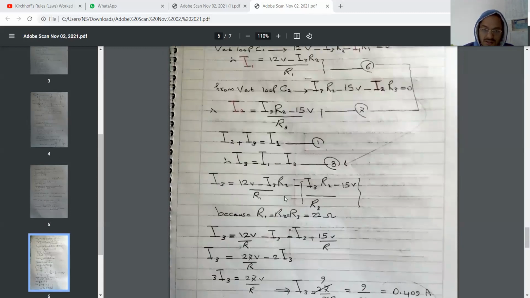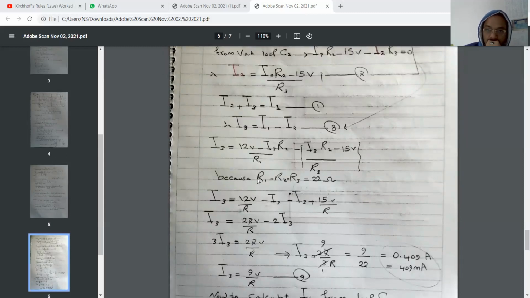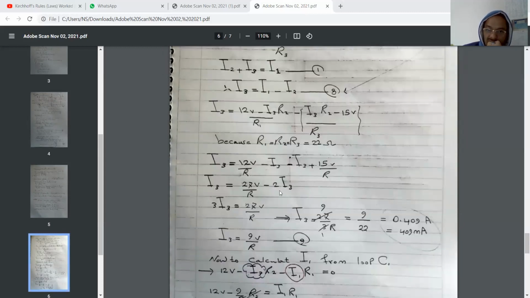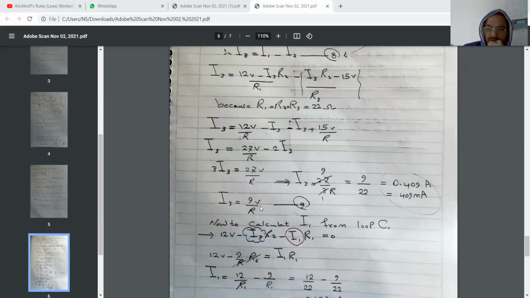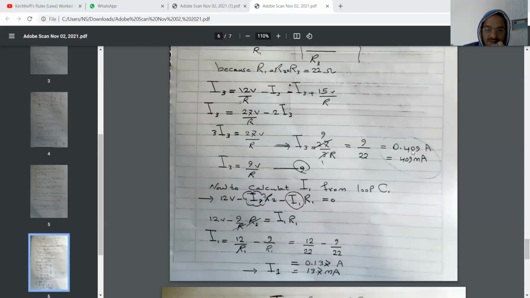That means here I3 equals 9 volt divided by 22 ohm. We can say it equals 409 milliampere. Now, after that, let's come back to calculate I2. And after that, by using equation number 1, we can calculate current number 1. Current number 1, yes, that's right.